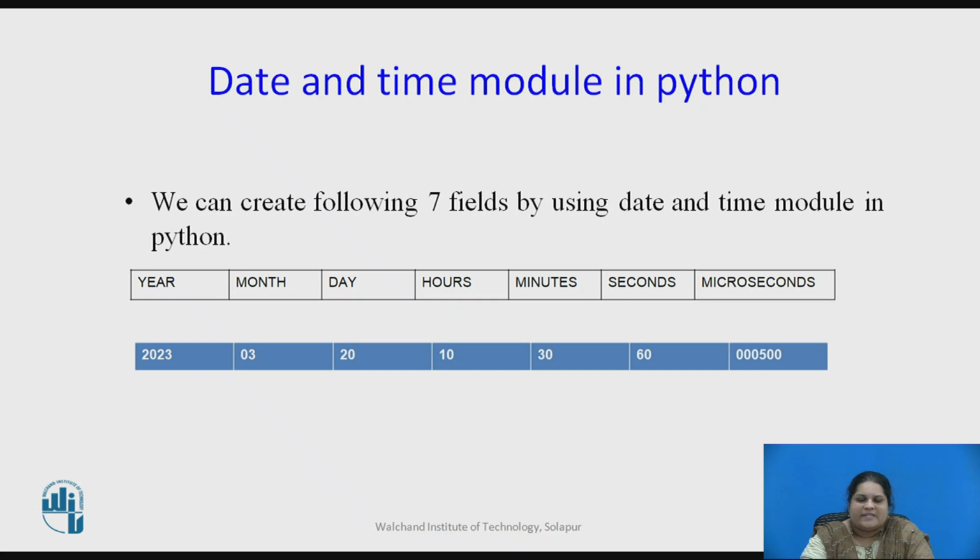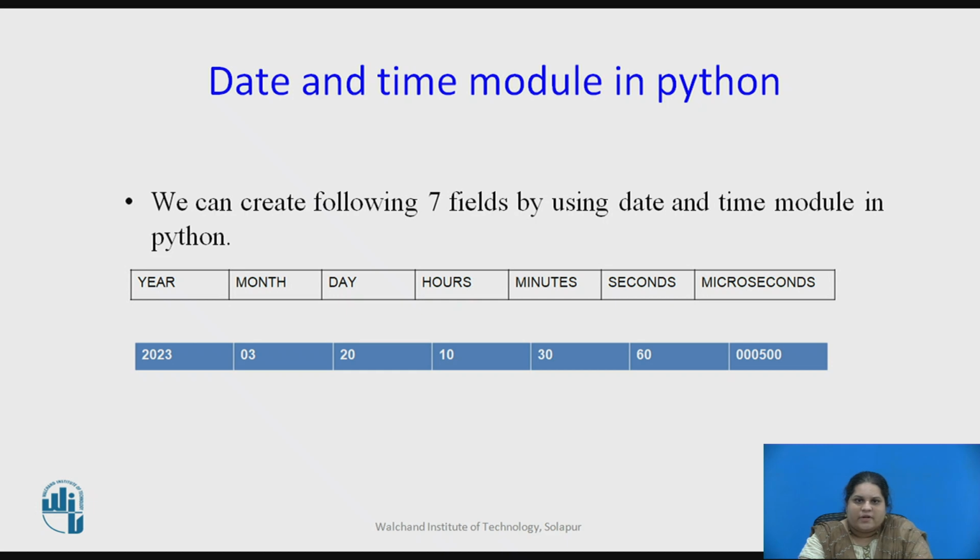We can create the following 7 fields, in total 7 fields, using the date and time module. The first field is year, the next ones are month, day, hours, minutes, seconds and microseconds. So these are a total of 7 fields present. The first field is year, having 4 digits, the month having 2 digits, day also 2 digits, hours 2 digits, minutes and seconds also 2 digits, but the microsecond field has a total of 6 digits since the microseconds are present accordingly.